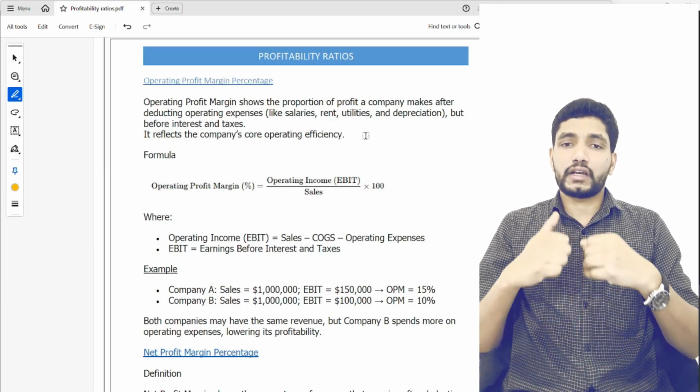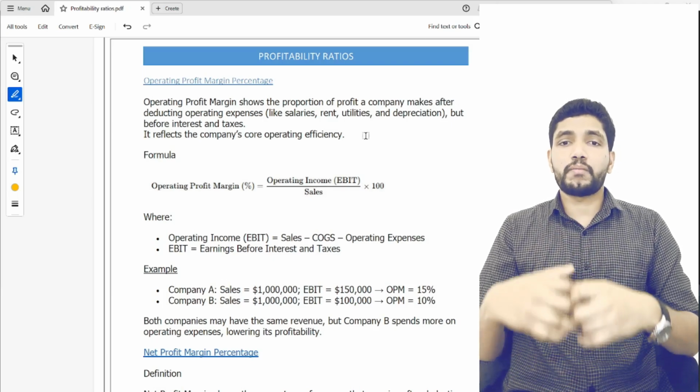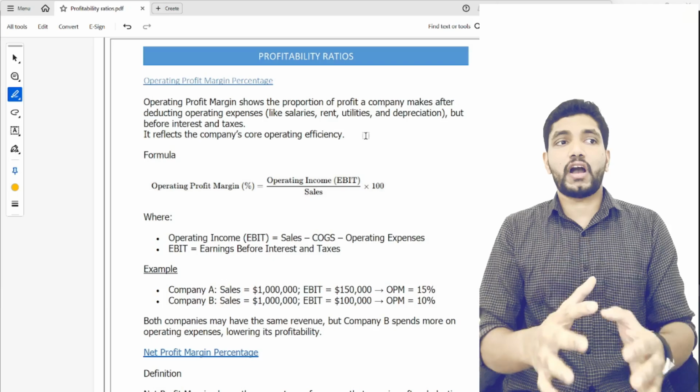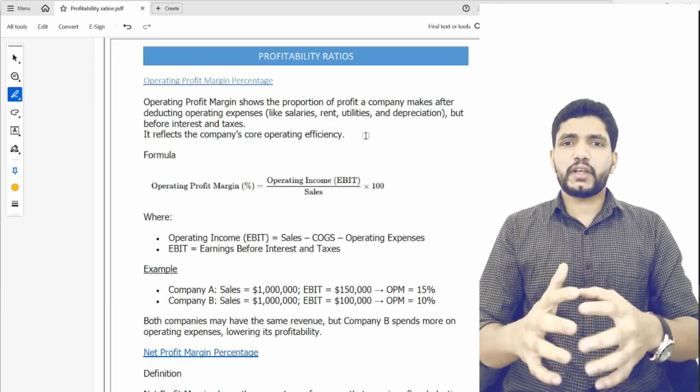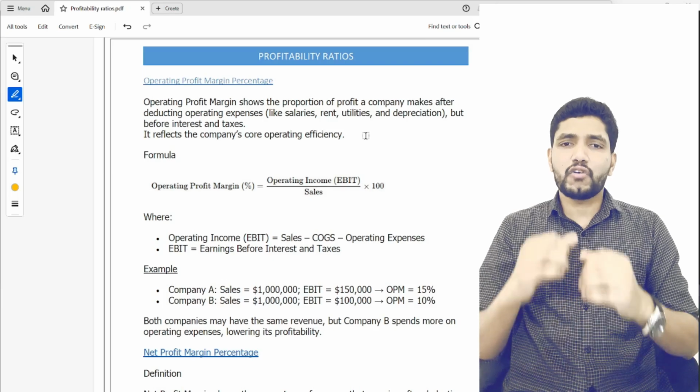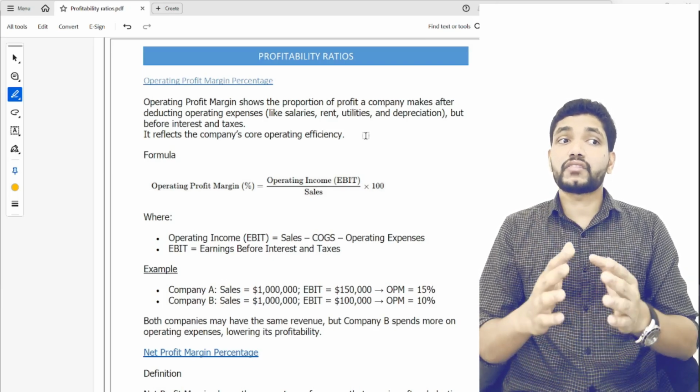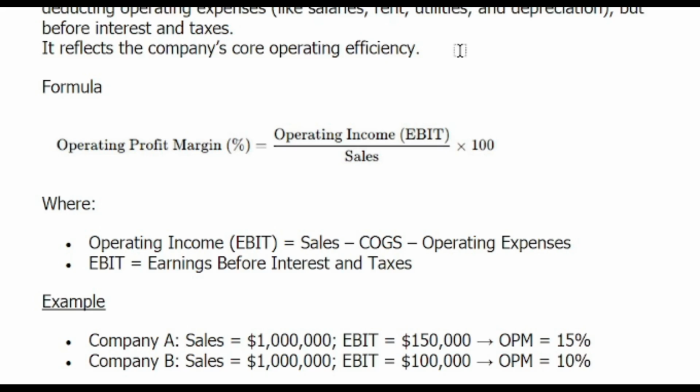Operating profit means how much profit the company is generating from its core business activities. That means after the gross profit, we deduct all the operating expenses from the gross profit to calculate the operating profit. So what is the operating profit margin measuring? How much percentage of sales is the operating profit? The formula for operating profit margin is operating income divided by sales, times 100. The operating income is sales minus cost of goods sold minus operating expenses. EBIT means earnings before interest and tax.